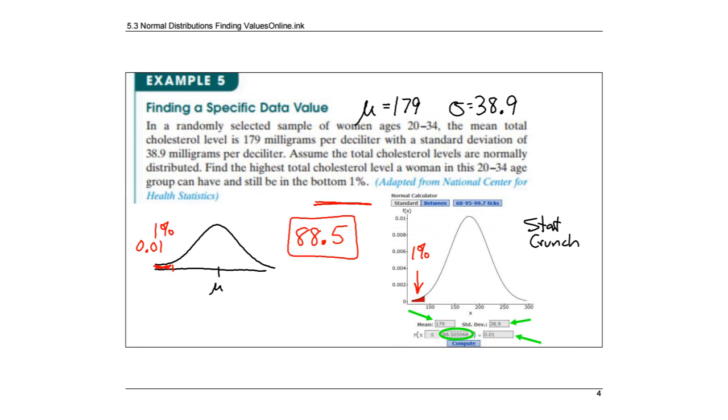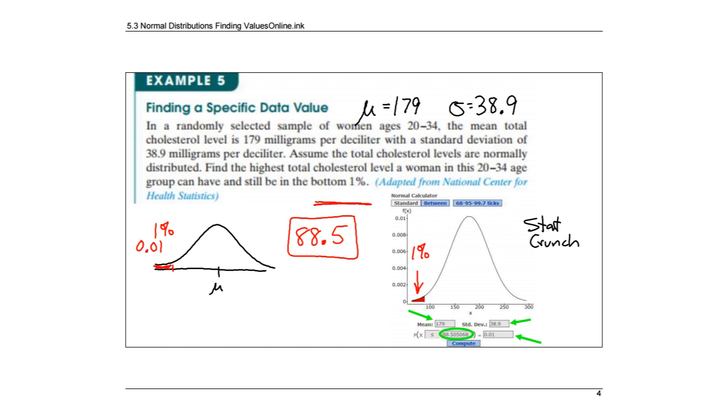Okay, so let's read this problem. In a randomly selected sample of women ages 20 to 34. So that just tells us that all of the people, all of the data in this study is from women who are in the age group 20 to 34. We do not need that for what we're doing in StatCrunch.